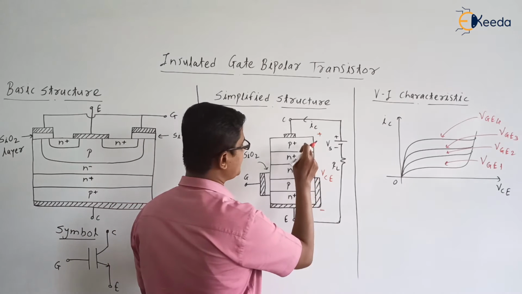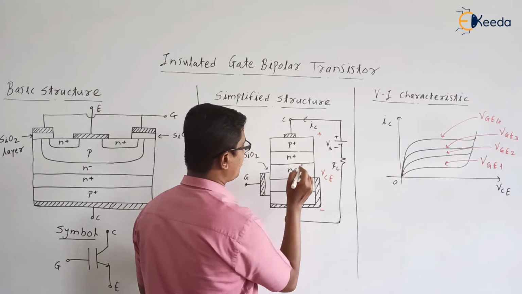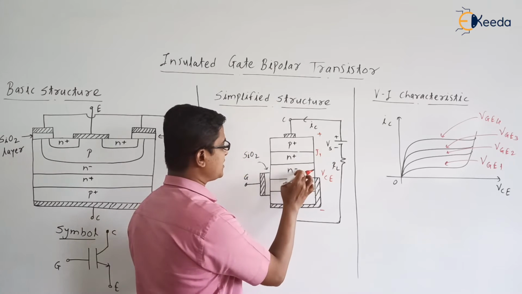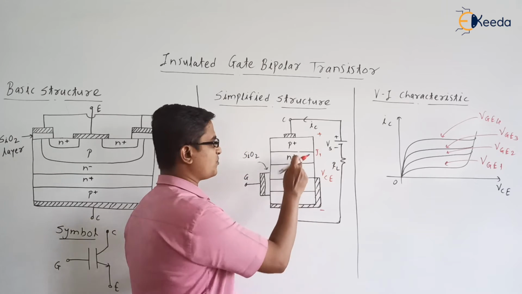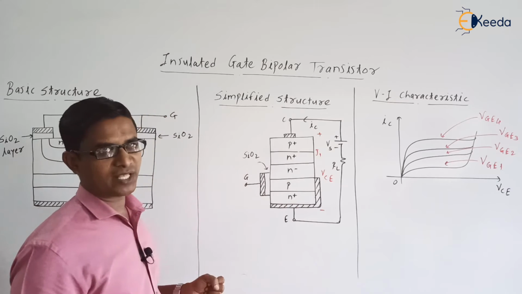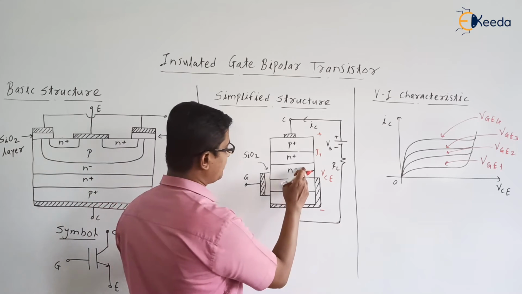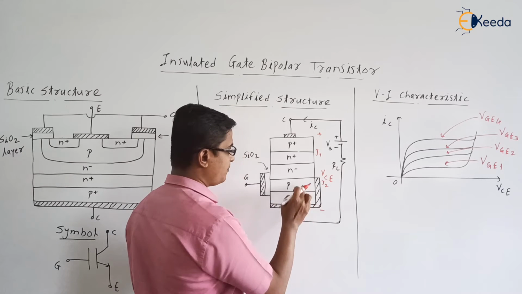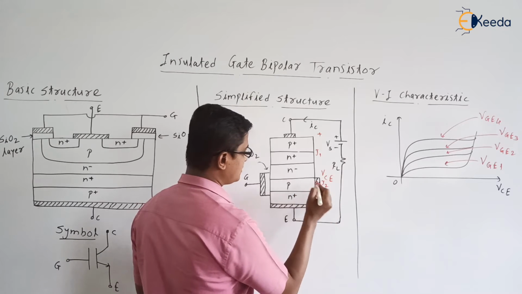Now if we check, P plus and N plus will form one junction, so consider it as junction J1. Does N plus and N minus form a junction? No, because both sides have the N type layer. Next, N minus and P will form a junction, consider it as junction J2. P and N plus will form junction J3.